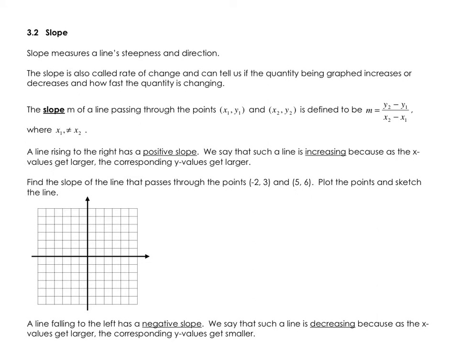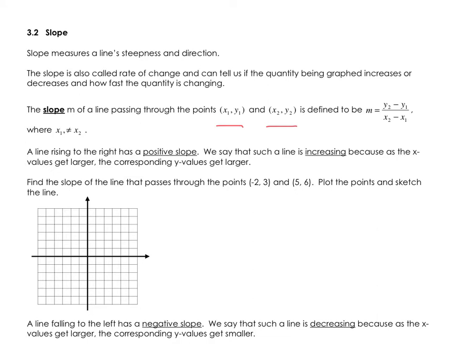The slope m of a line passing through 2 points, x sub 1, y sub 1, and x sub 2, y sub 2. Those are called subscripted variables. They are just using the subscript of 1 or 2 so that we can distinguish one from the other.